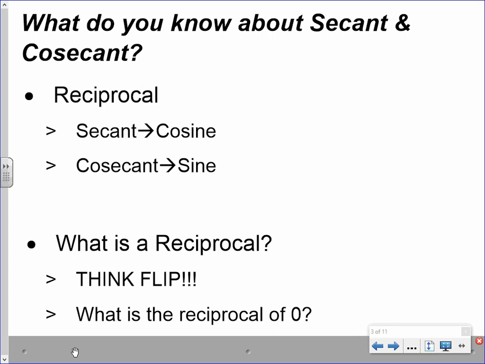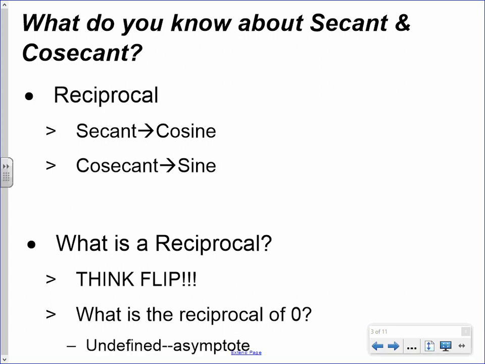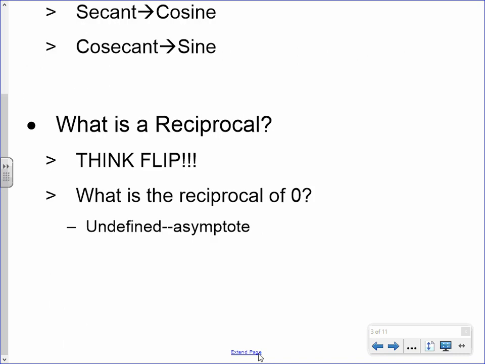Now, what is going to happen graphically if we have something that is undefined? We're going to get a vertical asymptote. If you think way back to, was it chapter 2? When we talked about rational functions, if we divide by 0, we had an undefined value, we put an asymptote there. Okay, same thing happens in trig. If we have an undefined value, we have to represent that with an asymptote. So your secant and cosecant graphs are going to have asymptotes in them.